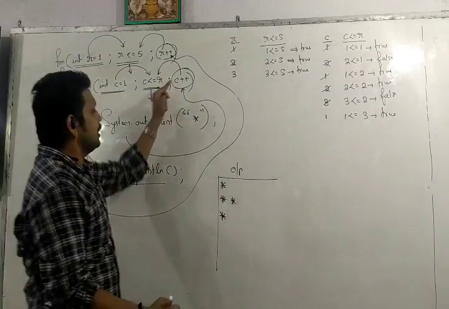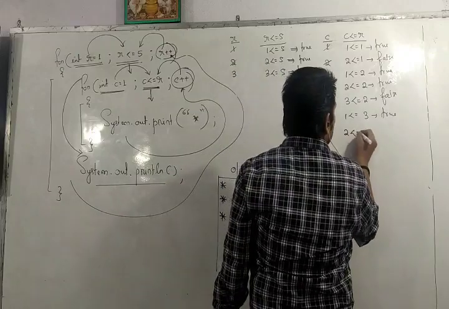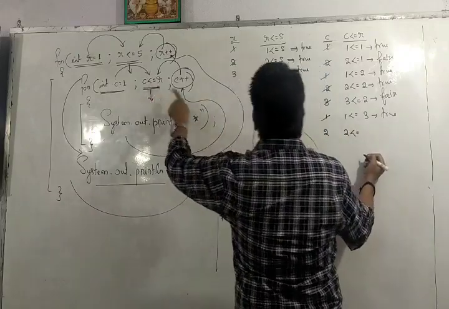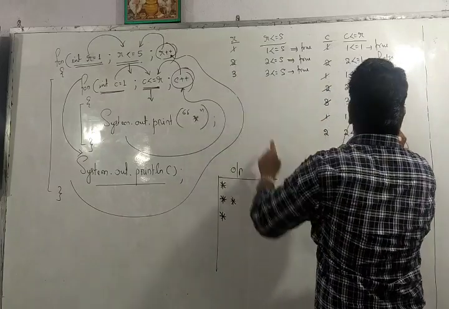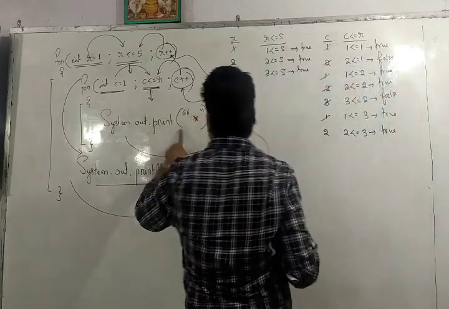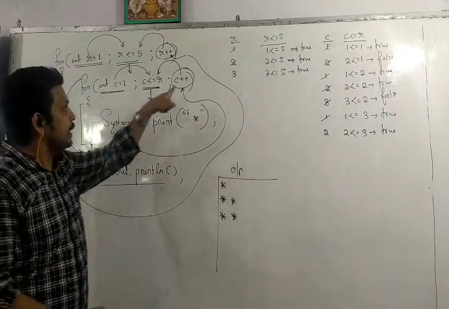Okay, then C++. What is C++? C is 2. 2 is less than equal to R. C is less than equal to R means C value is 2. 2 is less than equal to 3. Yes. If yes, then print star. Okay, print star. Then again C++.